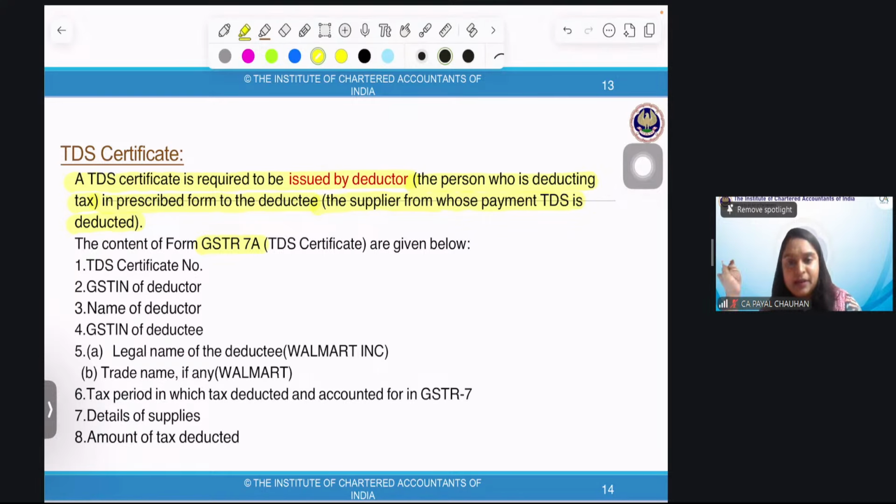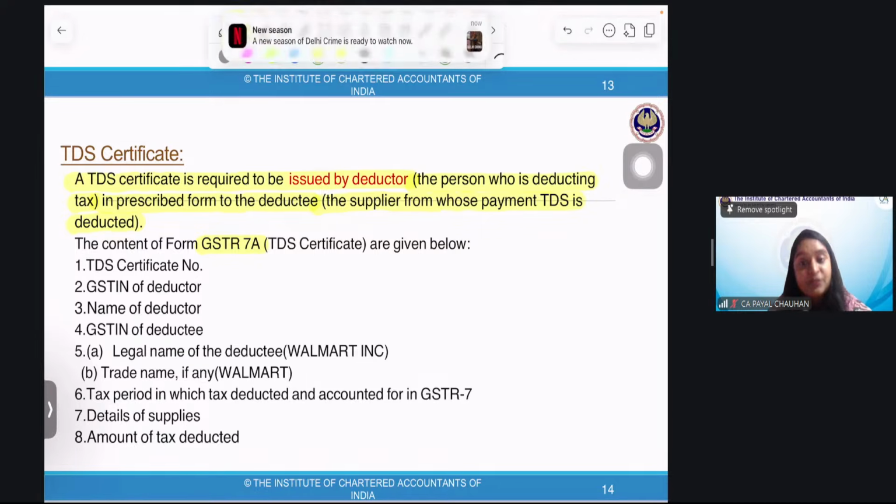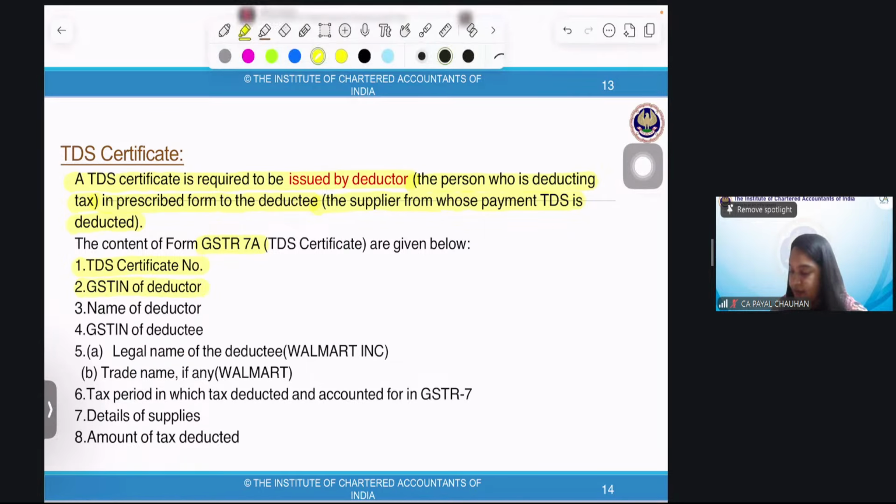Usually, in the older periods when GST was not there, it was a manual certificate. But after GST came in, it is automated, that is online. Now that certificate comes to you auto-populated under GSTR 7A. Yes, it's mandatory to be issued, otherwise you will have penalties. Now, what will the certificate contain? TDS certificate number, then GSTN of the deductor, name of the deductor.